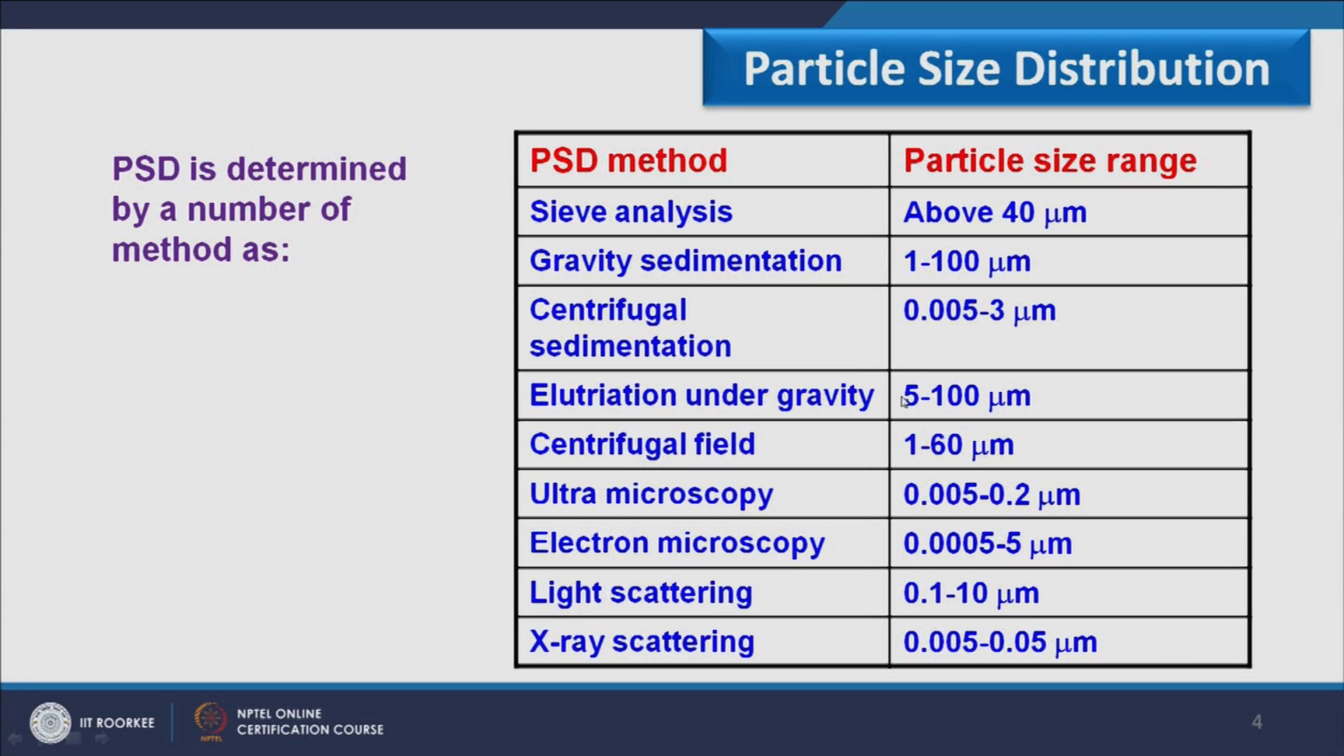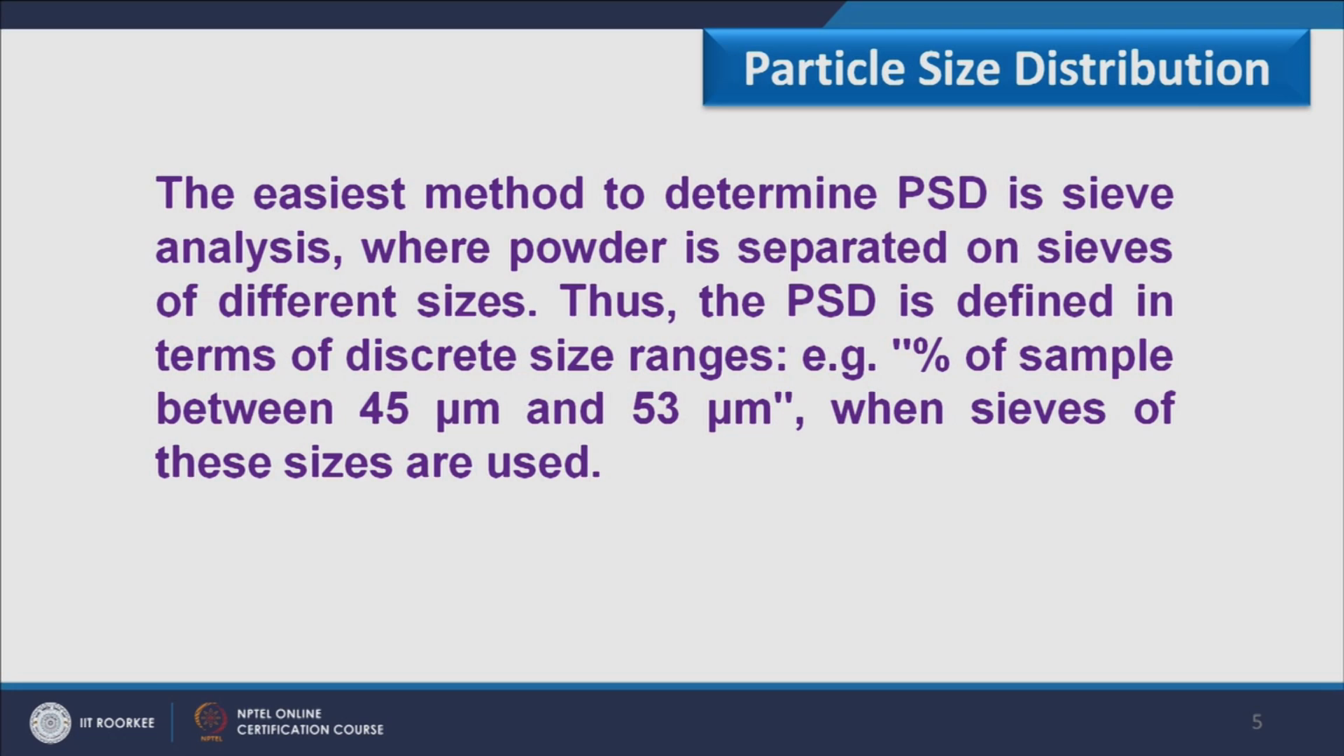From here onward, we will discuss what sieve analysis is and how particle size distribution is determined using it. The easiest method to determine PSD is sieve analysis, where powder is separated on sieves of different sizes. Thus, the PSD is defined in terms of discrete size ranges. For example, the percentage of sample between 45 micrometer and 53 micrometer when sieves of these sizes are used. So, here you see we obtain the collection of particles on a particular sieve. So, it comes under discrete analysis.